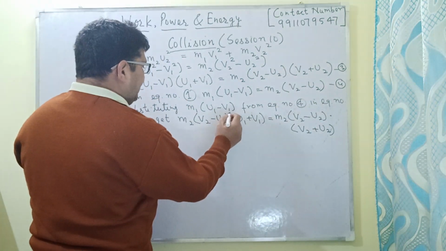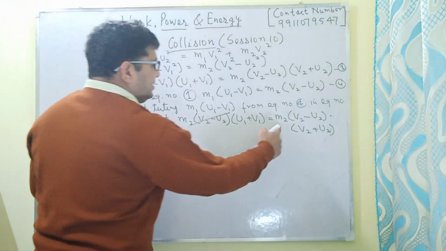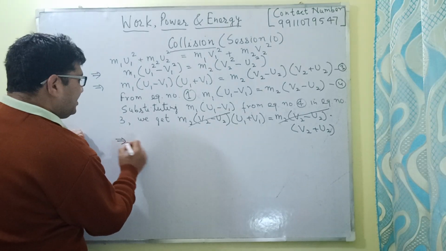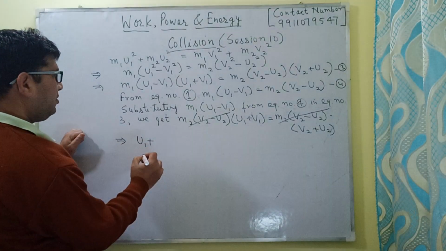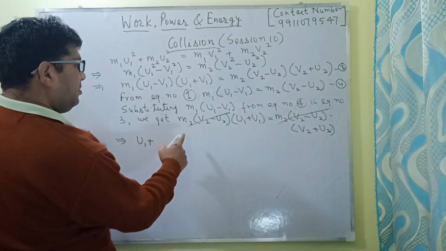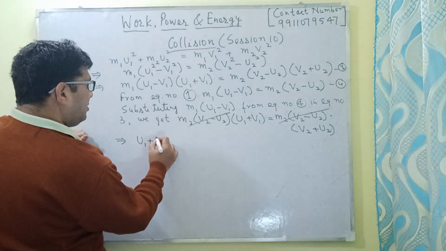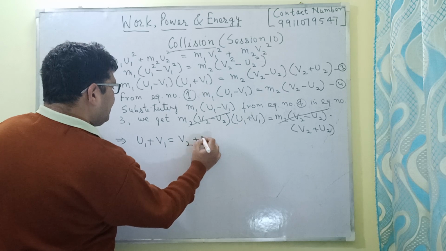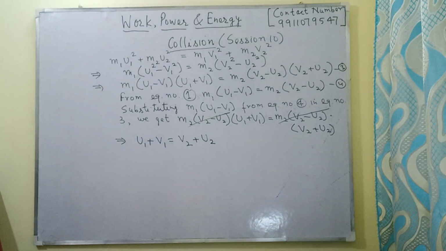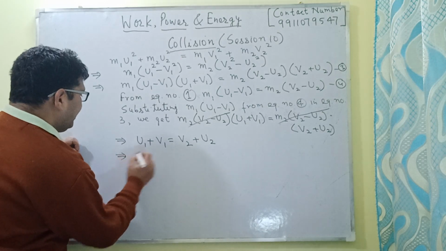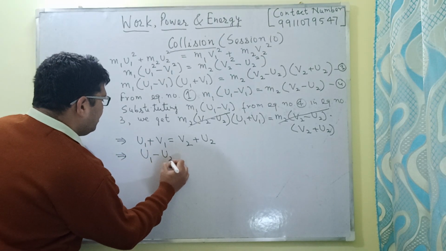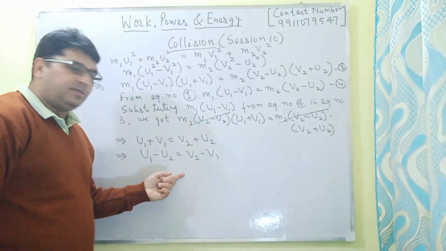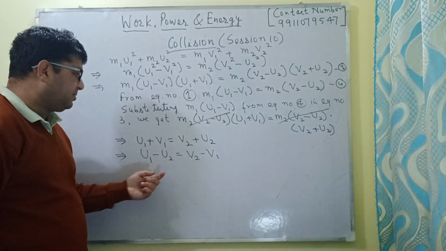So from here you can see that this m2 v2 minus u2 and this m2 v2 minus u2 can be cancelled out. So what I will be getting here is, it implies that u1 plus v1 is equal to v2 plus u2. So it implies that u1 minus u2 is equal to v2 minus v1. Now this is a very, very important relation. I will just try to explain what this is.